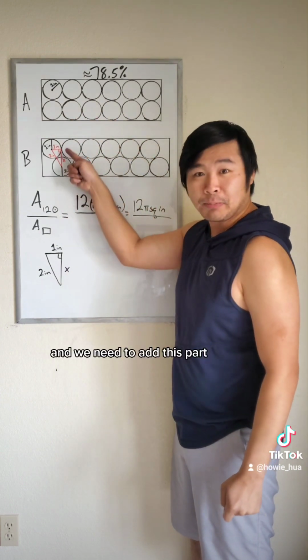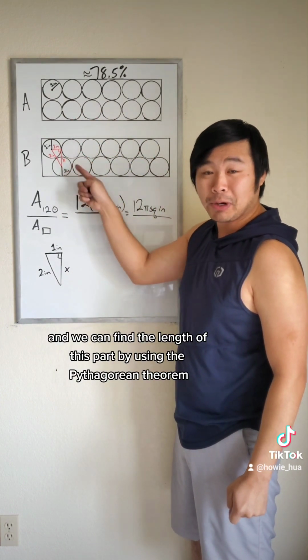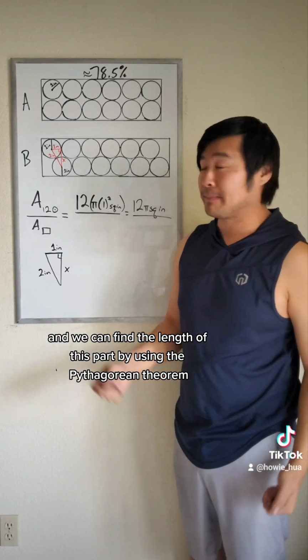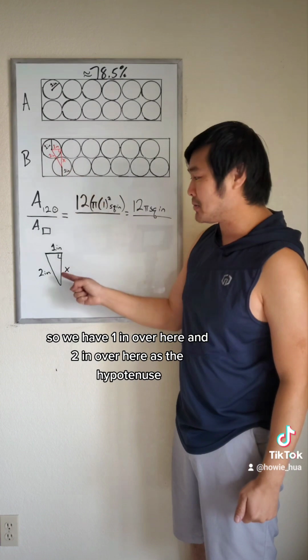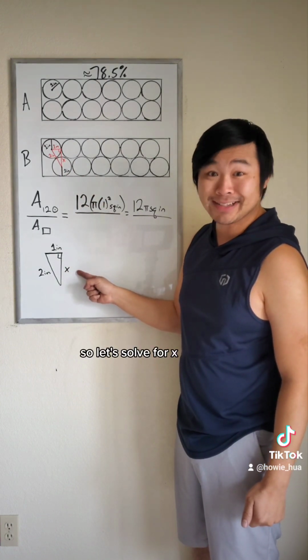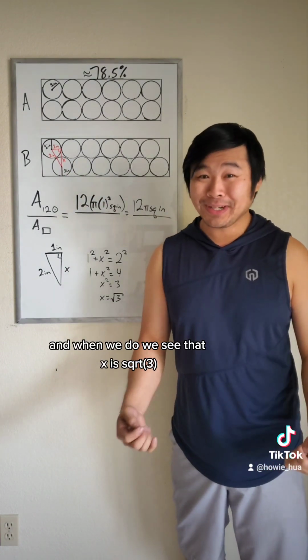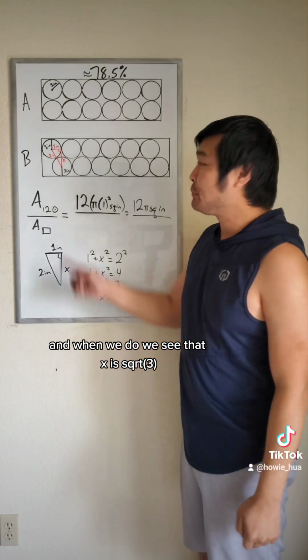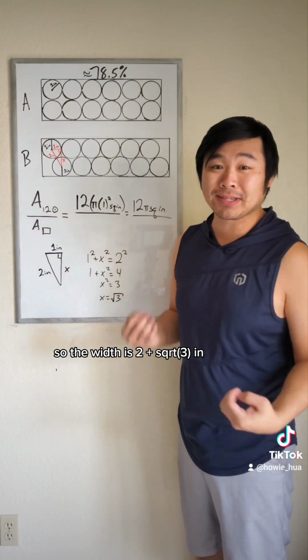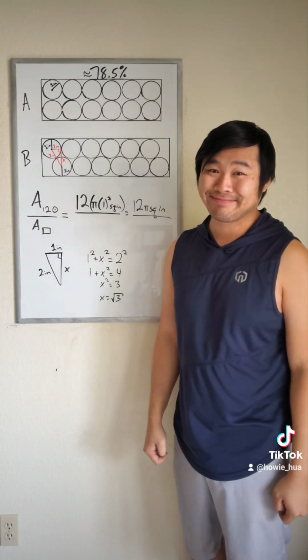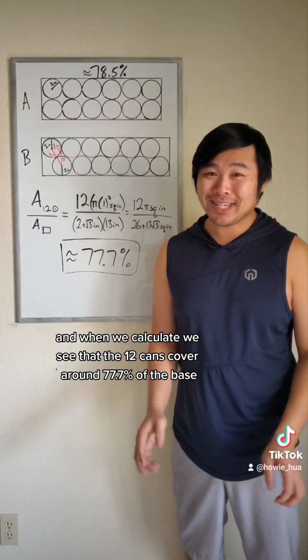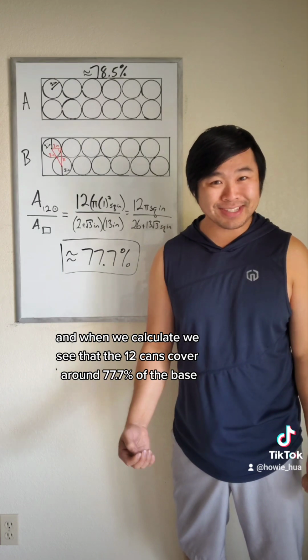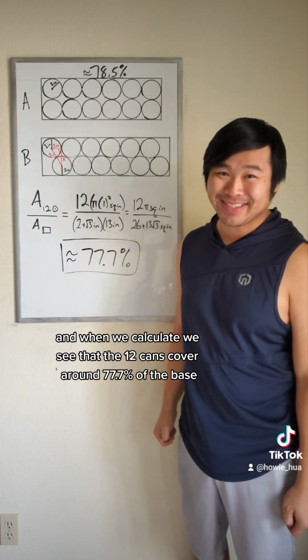And we need to add this part, and we can find the length of this part by using the Pythagorean theorem. So we have 1 inch over here and 2 inches over here as the hypotenuse. So let's solve for x. And when we do, we see that x is the square root of 3. So the width is 2 plus the square root of 3 inches. So now we have our width and our length. And when we calculate, we see that the 12 cans cover around 77.7% of the base.